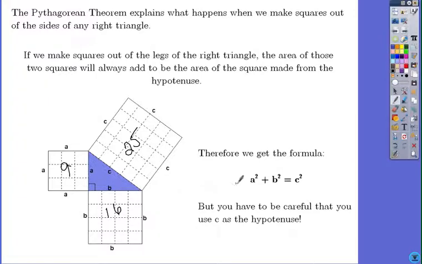So we write the Pythagorean theorem, a squared, so this side's squared. If I made a square here and added it to a square made out of the length of this side, I'm always going to end up with a square with a side length of C. A squared plus B squared is C squared. Always, always, always realize that C squared is the hypotenuse, and it's the one that matters.